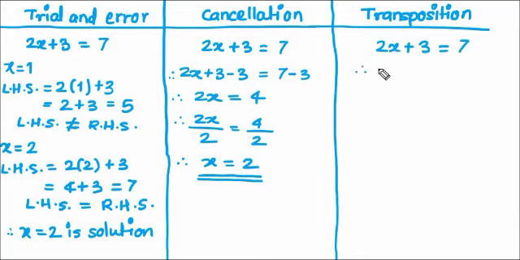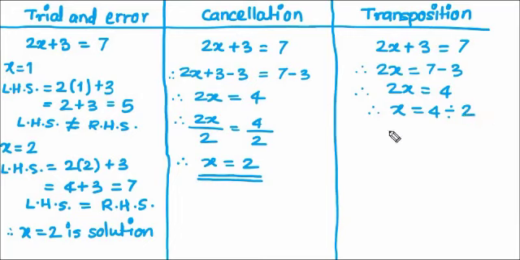So here we will get rid of 3. We'll send 3 to the other side. It is plus here, so when it goes there, it becomes subtraction, minus. Therefore, what we get is 2x is equal to 4. Now this 2 goes to that side. Here this 2 is multiplication, so when it goes to that side, it becomes division. Therefore, what we get is x is equal to 2.